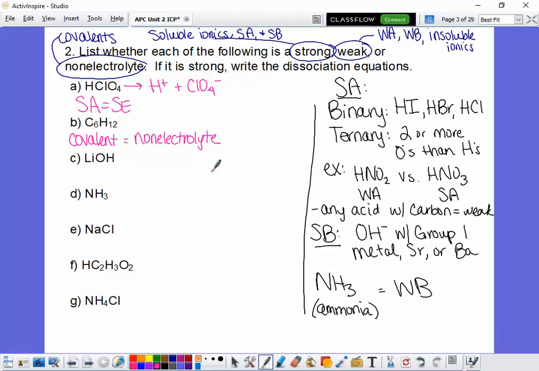LiOH. Strong base, because it's a group 1 metal with hydroxide. So since it's a strong base, it's a strong electrolyte. So we can write the dissociation equation of that. What does that dissociate into? Li+ and OH-. The lithium ion and the hydroxide ion.